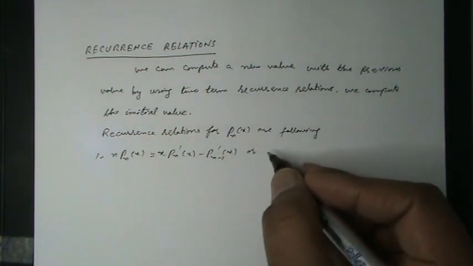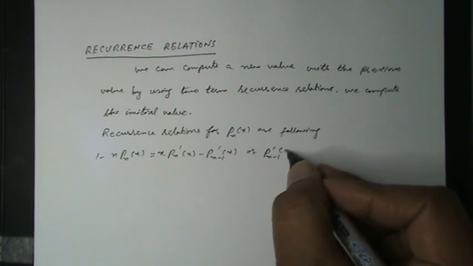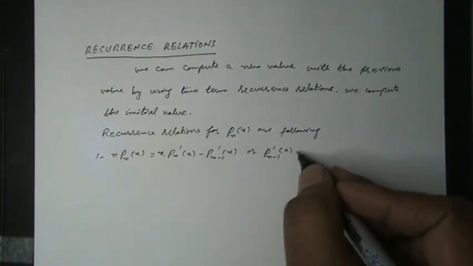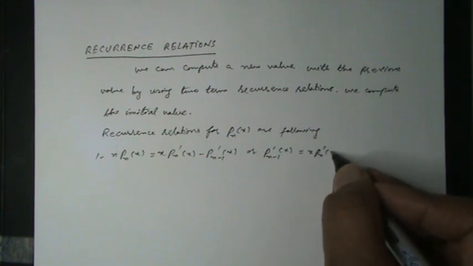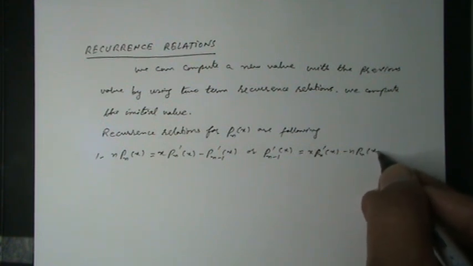or Pn-1'(x), dash for derivative, equal to xPn'(x) minus nPn(x).